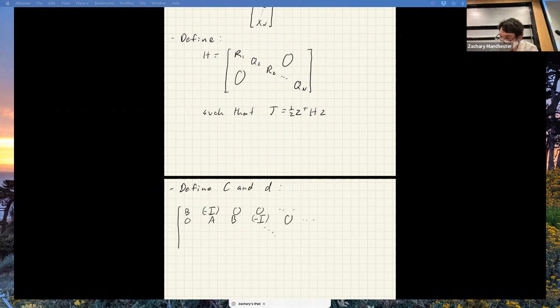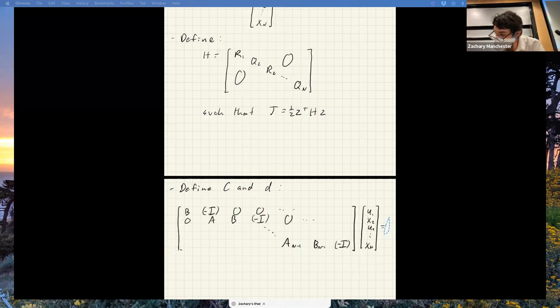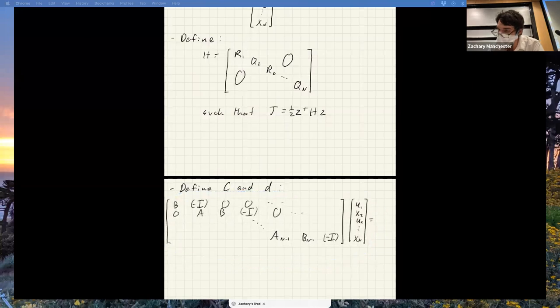And then you're going to keep doing this, and for the last time step, you're going to end up with A N minus one, B N minus one, and then minus identity again. And this whole thing is going to multiply your giant z vector, so this would be times u1, x2, u2, and so on, up to xN. And then this is going to equal, let me move this over a tiny bit. I'm not a fan of you right now. Okay, so this thing is going to equal the initial state, like so, and then all zeros.